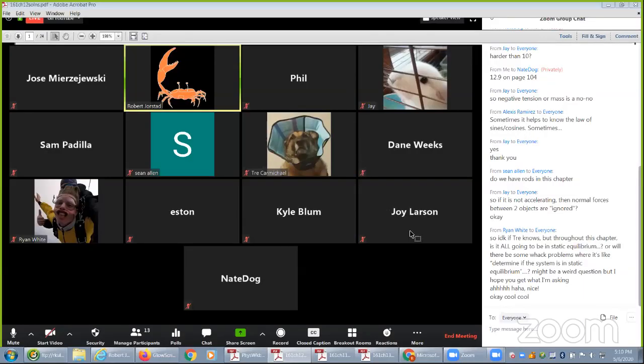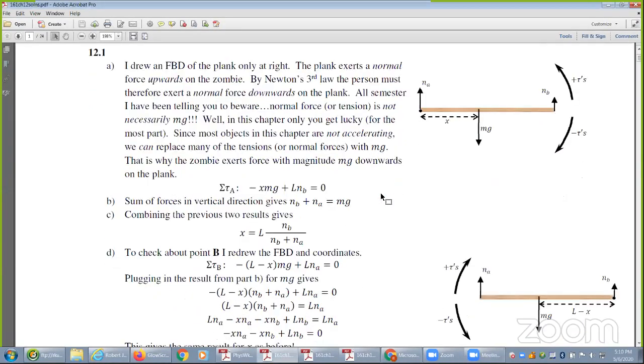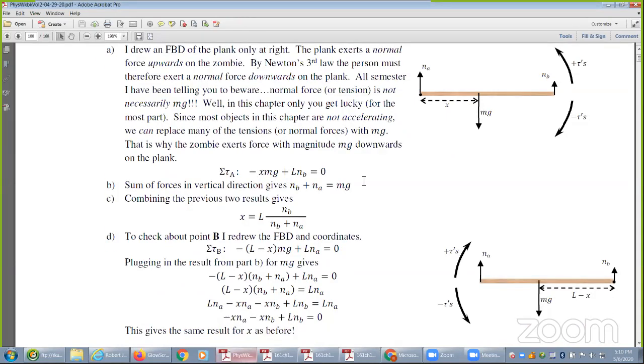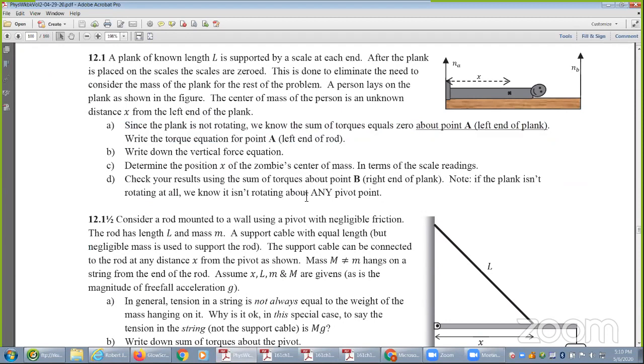All right, so now look what I did here. And just to show you where I'm at in the question, let's go back to here. I want to do 12.1D, and I want to check the results using torques about point B. Remember, I told you over and over again, if it's not rotating, it's not rotating about any point. So we should be able to do this about point B. Okay, so let's go over there and look at that right here.